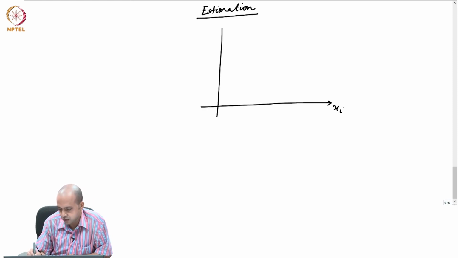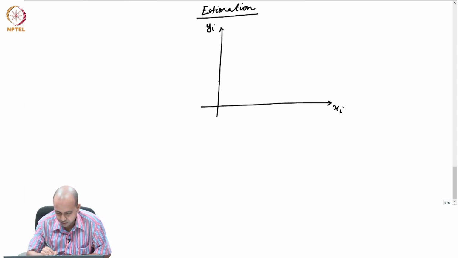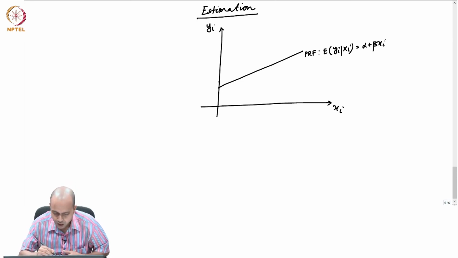This is xi, this is yi, and this is your line. Let us say this is my PRF, which is given by expectation of yi given xi equals alpha plus beta xi. Okay, and let us say this is the line, this is your SRF.